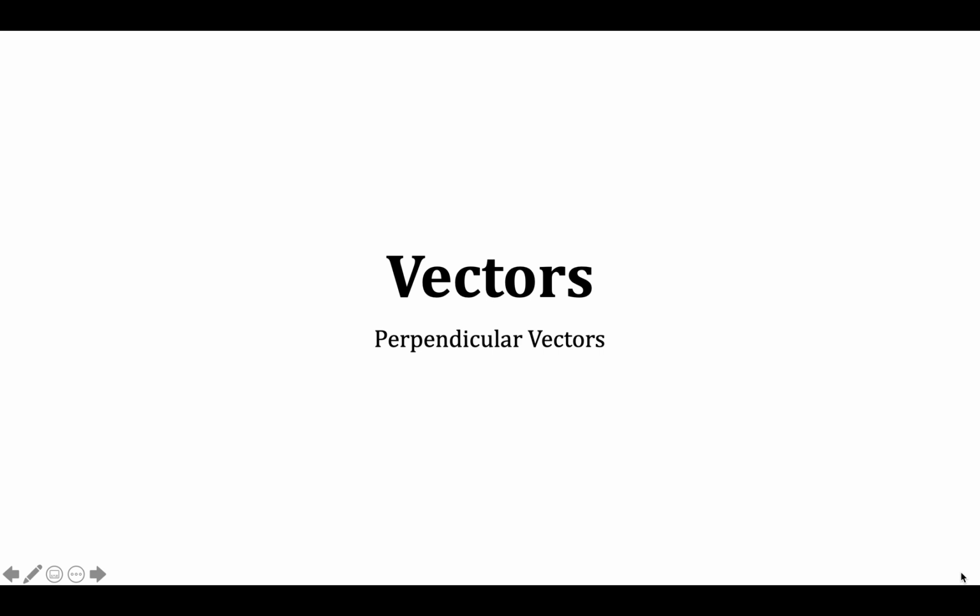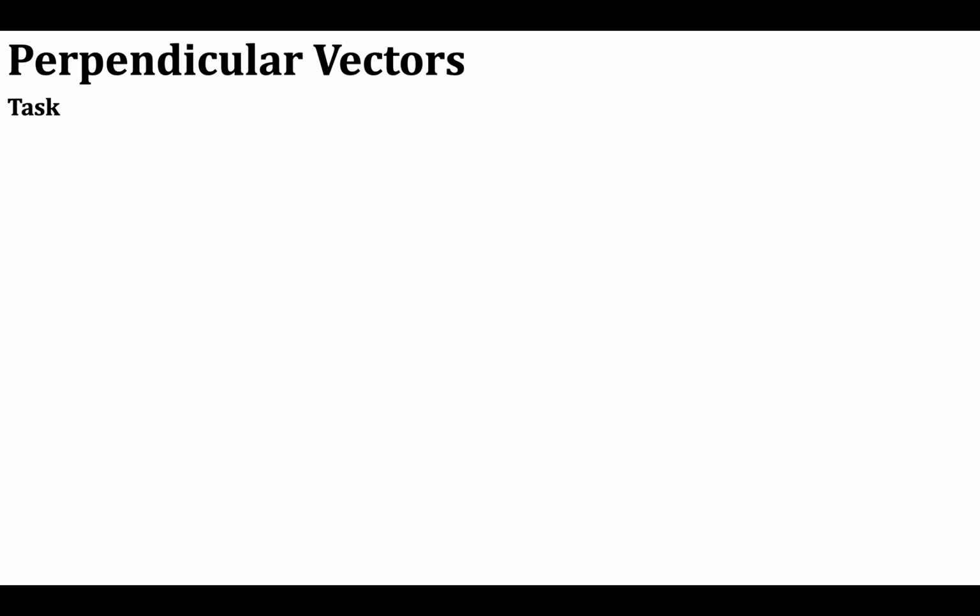In this video we're continuing with the topic of vectors and we're going to concentrate on perpendicular vectors. So firstly, a task. I would like you to find the dot product of vectors A and B given this diagram. So if you pause the video just now and give this a wee try and then come back and we'll go over the answer.